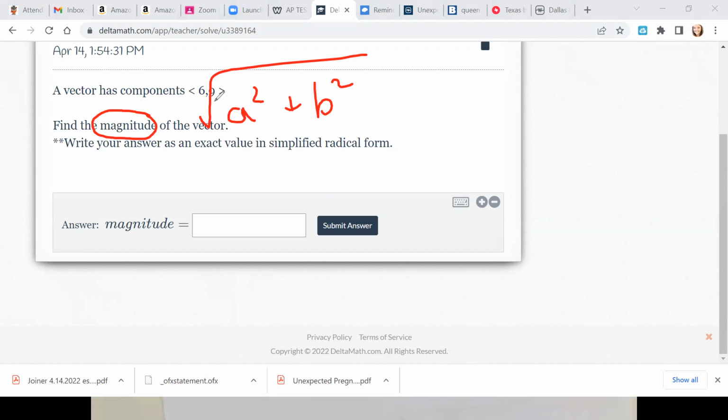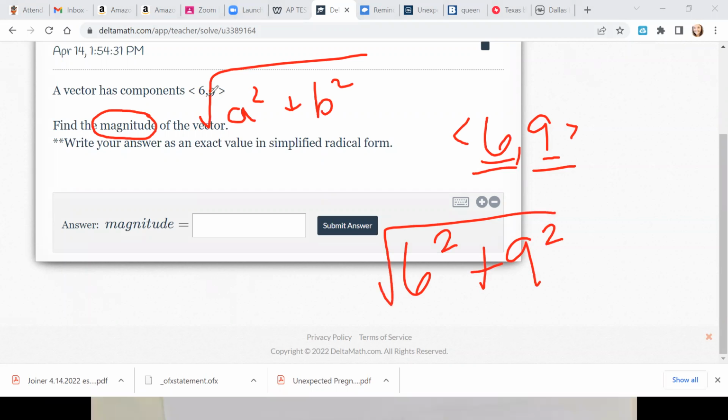In this case, if my vector is 6, 9, then this is my A and this is my B. So I would do 6 squared plus 9 squared and then take the square root. In your calculator, what is 6 squared plus 9 squared? It should be 117. Now you do have to pay attention on your homework. If it says exact value, that means you're not allowed to round it. So you need to actually type in the square root of 117.